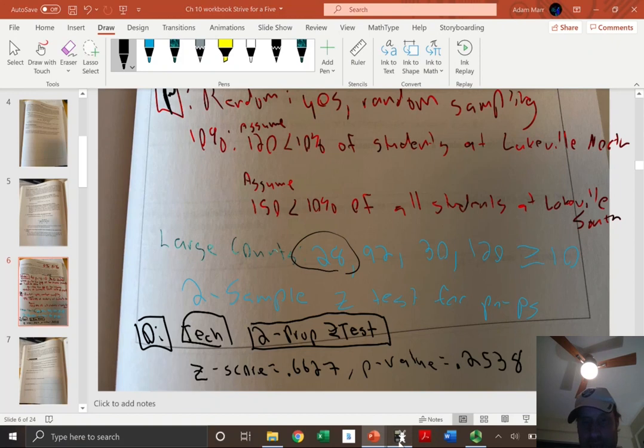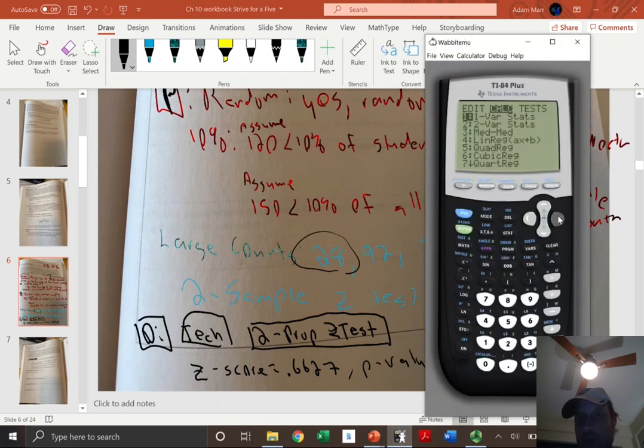All right, so we're gonna go to calc right here and 2-prop z-test, there we go. It looks like it's at number 5, okay? Very good, I'm sorry, number 6, I said that wrong. 5 is 1-prop z-test, so 6 is 2-prop z-test. All right, and again, we go all the way back to what I wrote in the beginning, right? I said p hat sub n is 28 over 120. So I'll just type in 28, enter, 120, enter.